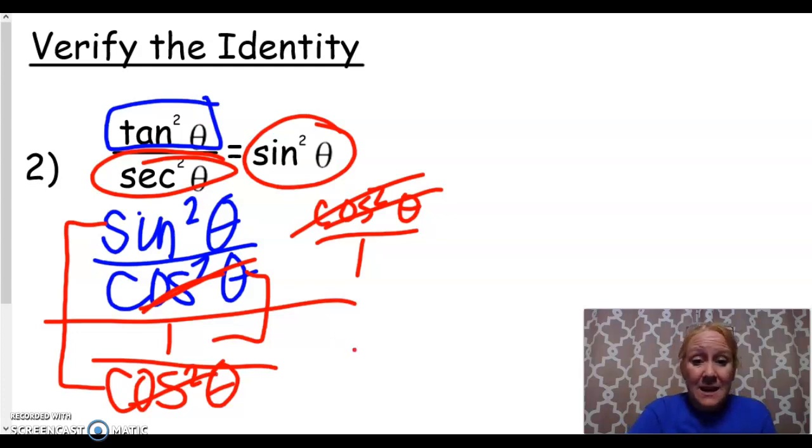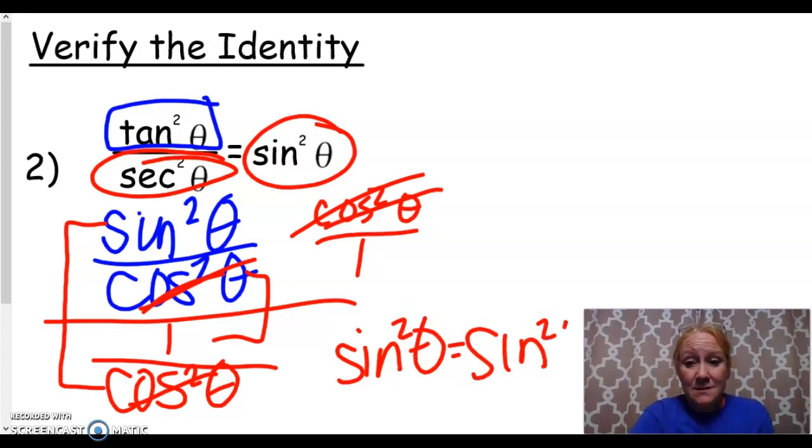All right, so I get sine squared theta equals sine squared theta. Verifying the identity. So fun.